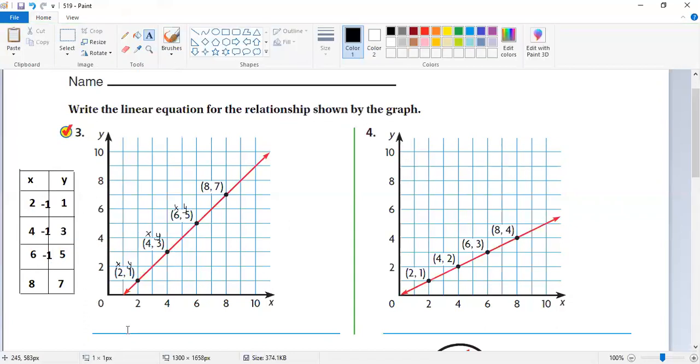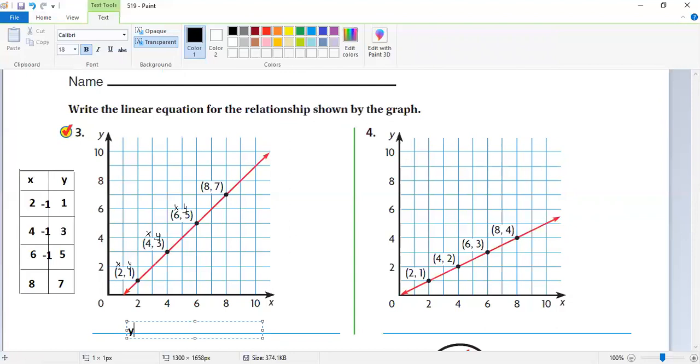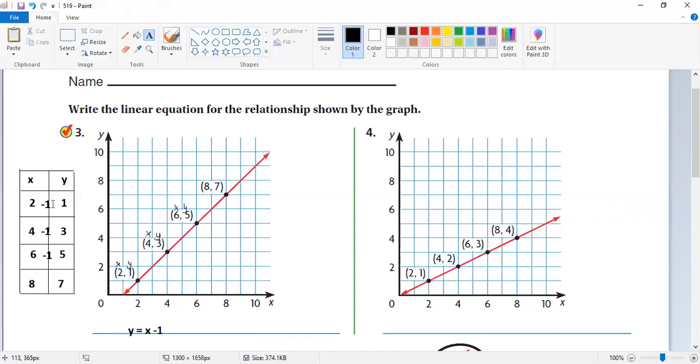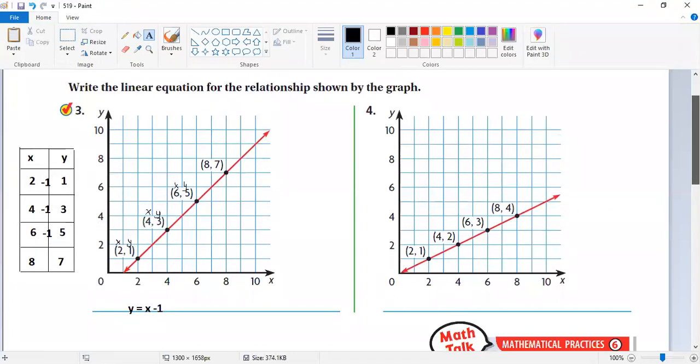So how are you going to write the formula here? Always start by writing y equals, as usual, right? So y equals x. What happened to the x? Minus 1. So this is going to be your equation. The pattern which we got, you will say as x minus 1. Now here if it was plus 1, you will say x plus 1. It's the same lesson which we learned in lesson 3.